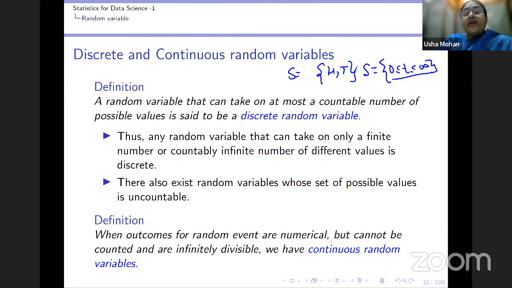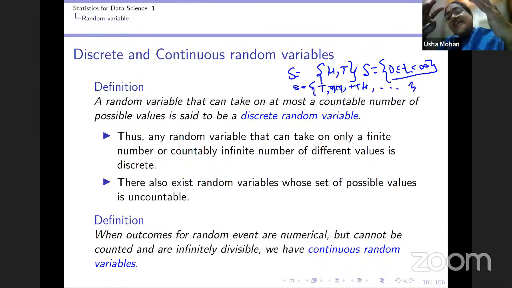For example, when I was noting down the outcomes till I get a first head, I saw that the outcomes were a tail, a head, a tail head, a tail tail head. This is how I was telling. So you can see that the sample space need not be finite, it could be a countable set with an infinite number of outcomes, or it could be a continuous set also.